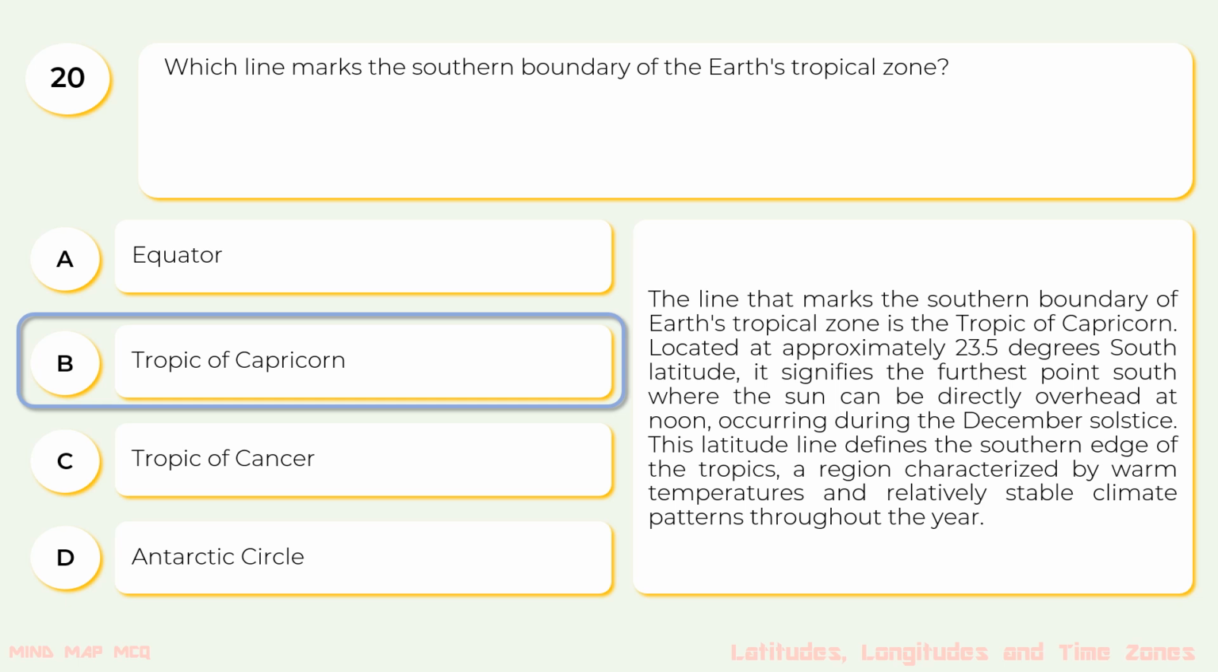Located at approximately 23.5 degrees south latitude, it signifies the farthest point south where the sun can be directly overhead at noon, occurring during the December solstice. This latitude line defines the southern edge of the tropics, a region characterized by warm temperatures and relatively stable climate patterns throughout the year.